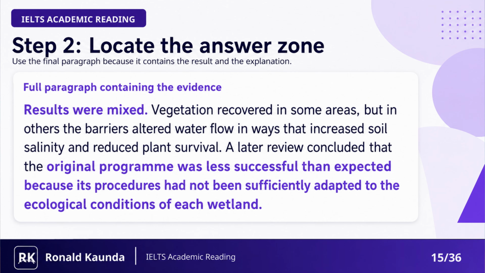The next sentence explains what happened in different locations. It says vegetation recovered in some areas, but in others the barriers altered water flow in ways that increased soil salinity and reduced plant survival. Then we reach the most important sentence. A later review concluded that the original program was less successful than expected because its procedures had not been sufficiently adapted to the ecological conditions of each wetland.